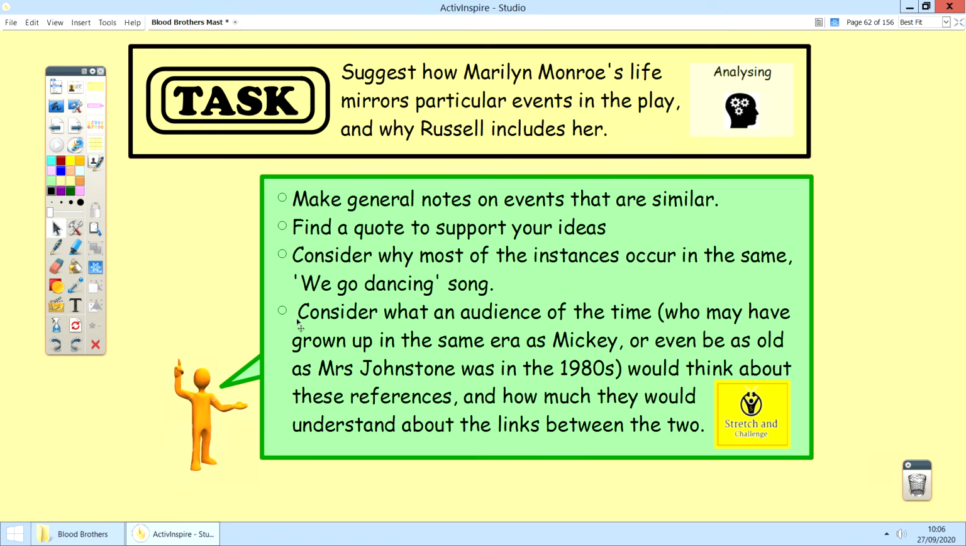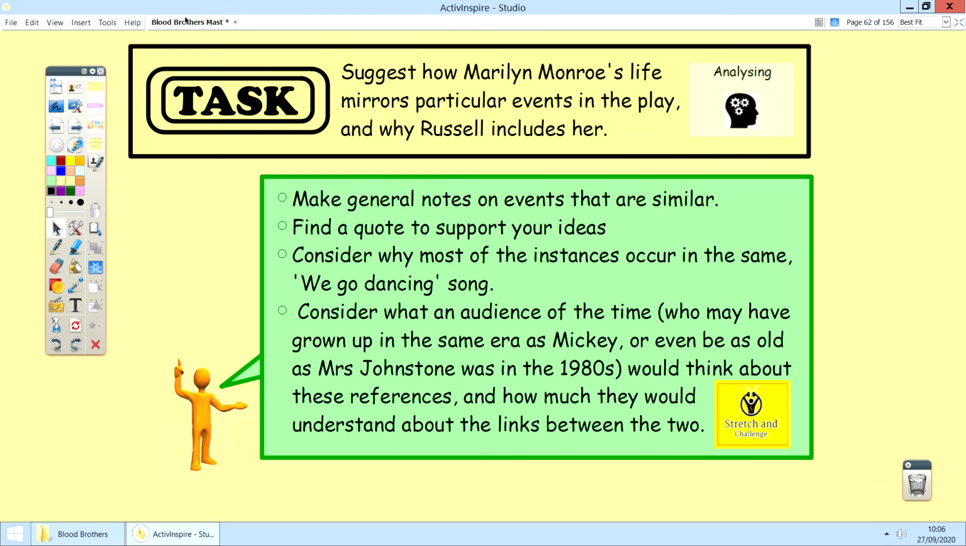And you can consider what an audience of the time, so you're talking early 1980s, who may have grown up in the same era as Mickey, or may even be as old as Mrs Johnstone was in the 1980s, would think about these references and how much they would understand about the links between the two. If people were as young as Mickey, early 20s, or as old as Mrs Johnstone, or anywhere in between, they might also understand why exactly it was so significant.